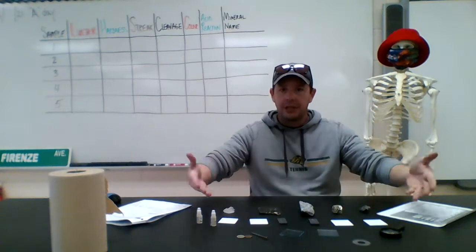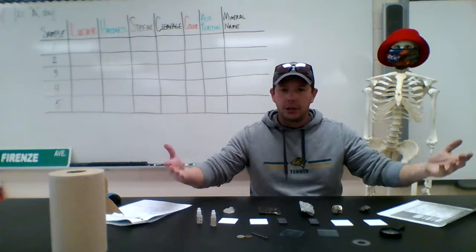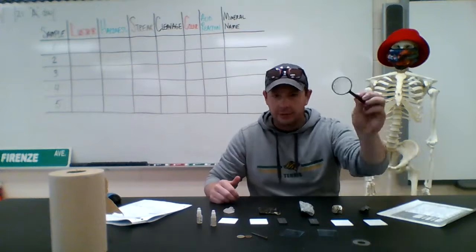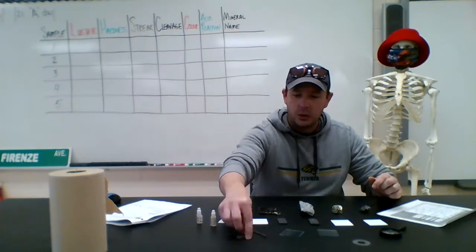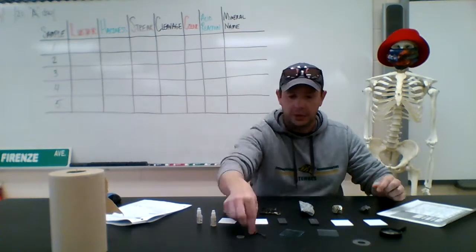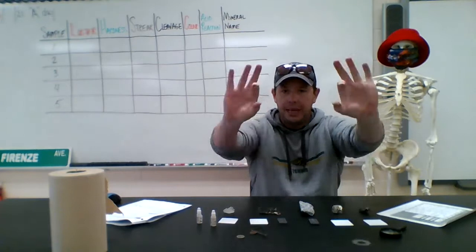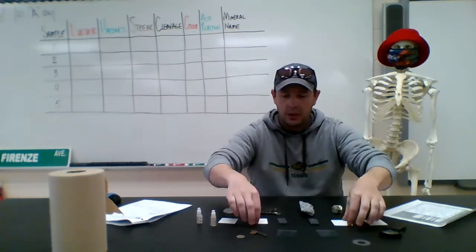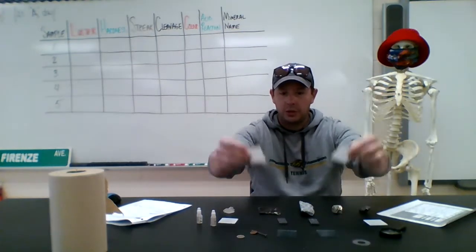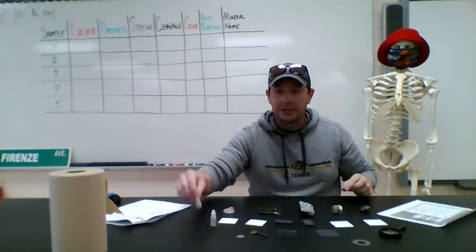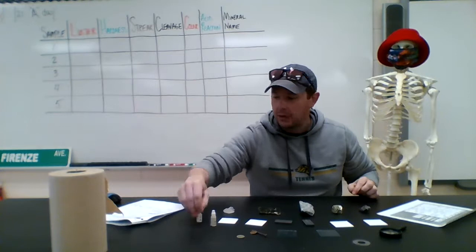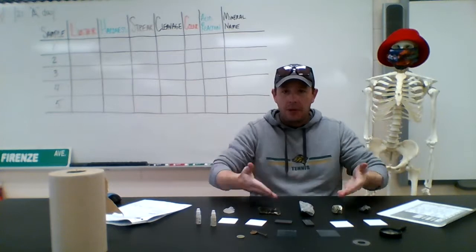So I have everything that we need here and set up. Let me show you what we need. We need a magnifying glass. Got to take a close look at those. We need a nail. We need a penny. We're going to scratch stuff with it. Two glass plates. We've got streak plates, two colors, white and black. We've got some acid. This should be fun. And then we've got our minerals.